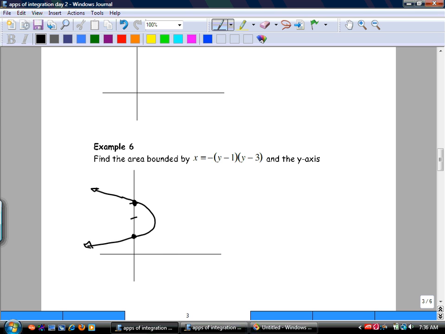Okay, so find the area bounded by the curve and the y-axis. So we want this yellow area in here. So we're going to integrate from 1 up to 3. We're not integrating in terms of x here, we're integrating in terms of y.